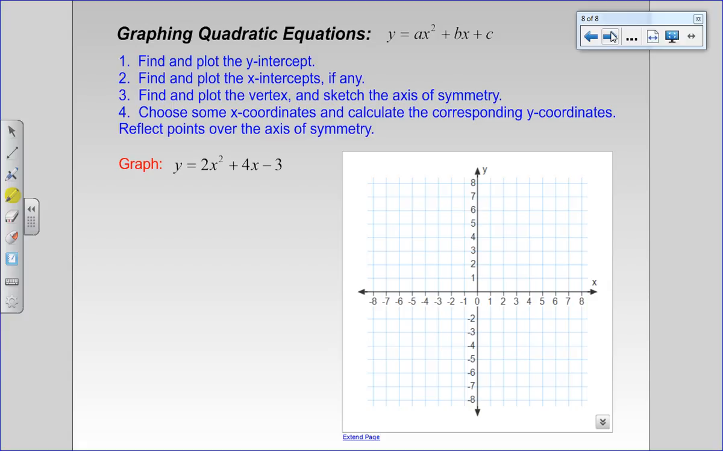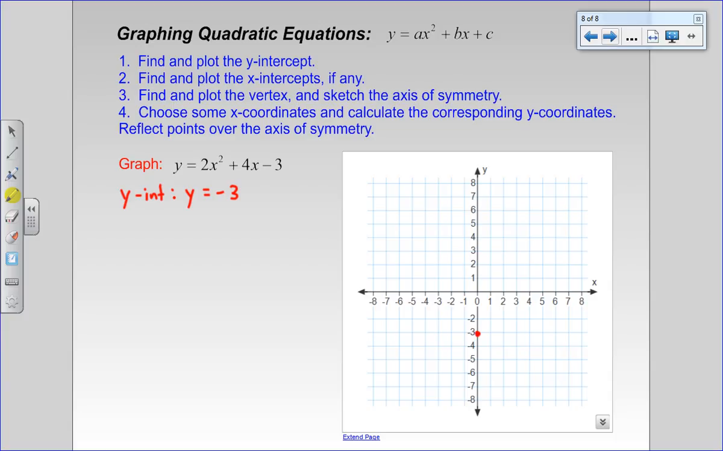Let's look at one final example, y equals 2x squared plus 4x minus 3. We'll begin again with the y-intercept. If x equals 0, the first two terms cancel out and we have y equals negative 3. So we'll plot the point 0, negative 3 on our coordinate plane.